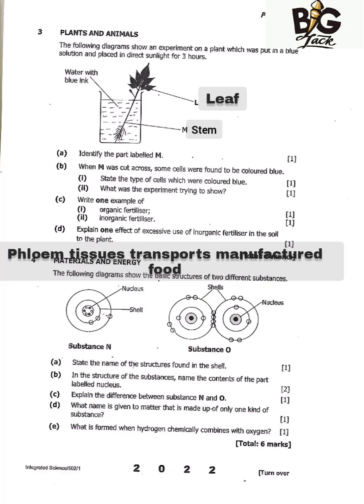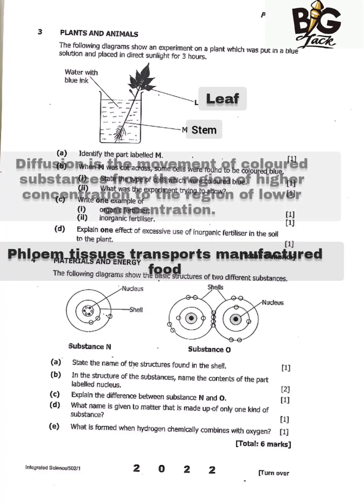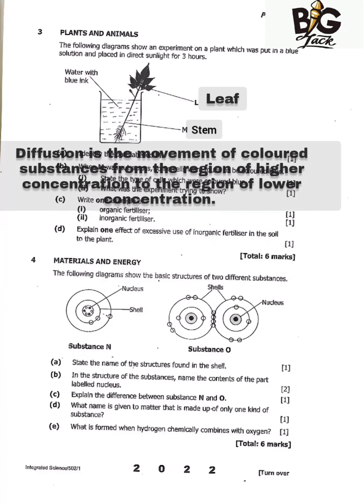Now, as you can see, the water has blue ink, or the blue ink was dissolved in where? In water. So when we talk of diffusion, diffusion is the movement of colored substances from the region of higher concentration to the region of where? Lower concentration. So this experiment was set up to demonstrate diffusion of ink.